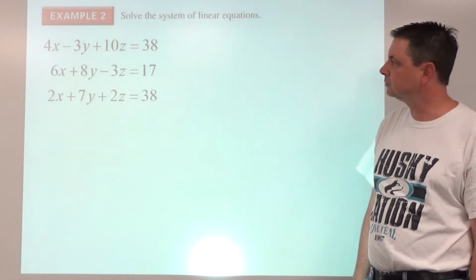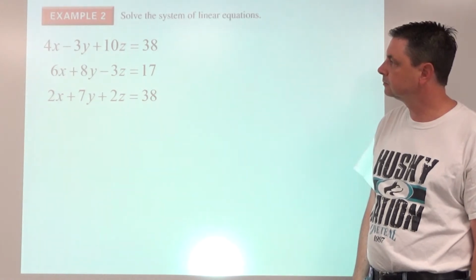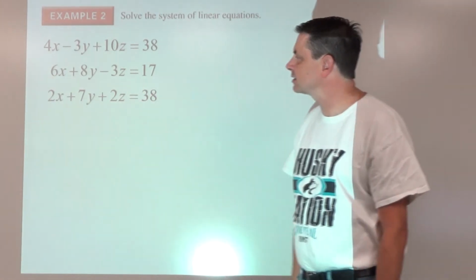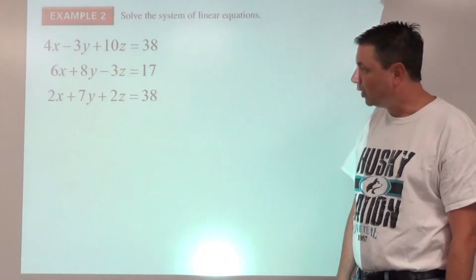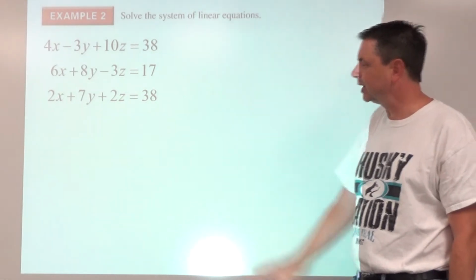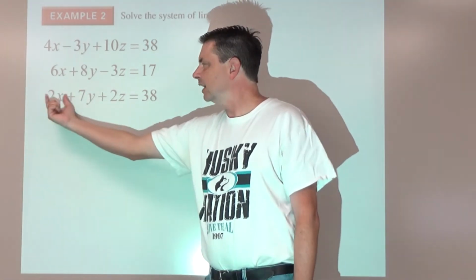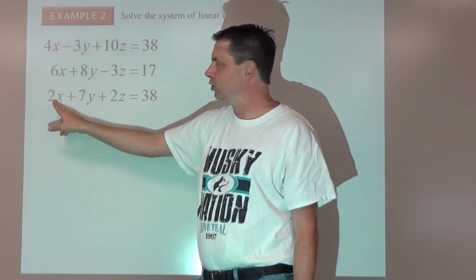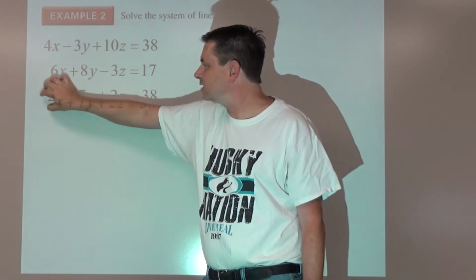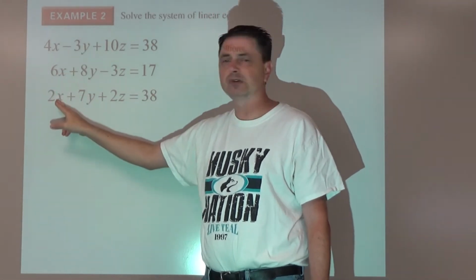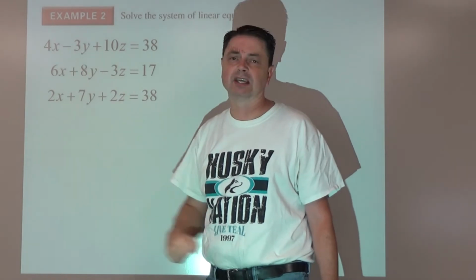Example number 2. So we don't have an x or a y or a z that has a coefficient of 1, but I am noticing that with this 2x, the others are multiples of the 2x. So this one might be the one to go after and use. I'm going to use this one to eliminate the other x's.